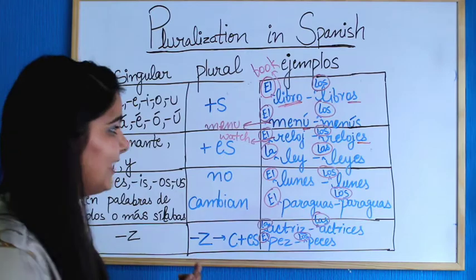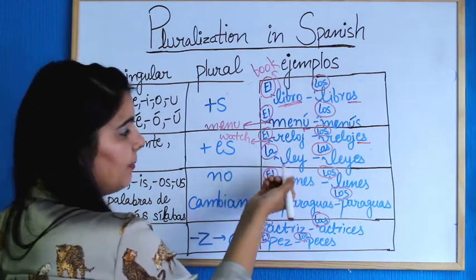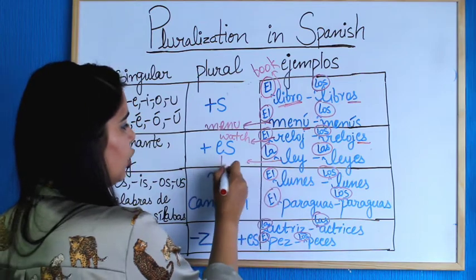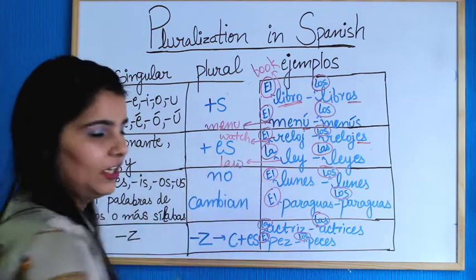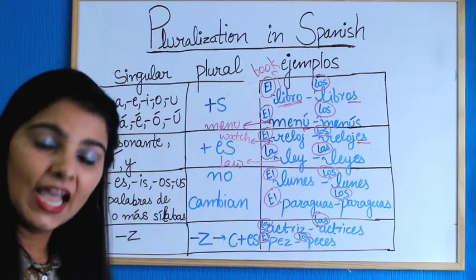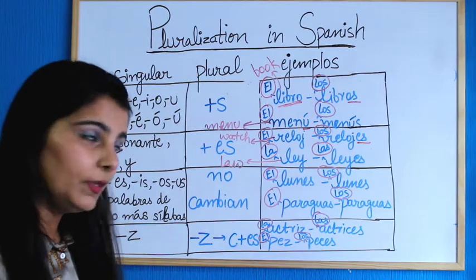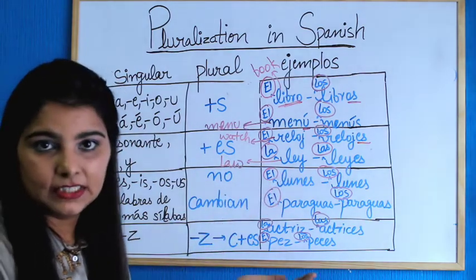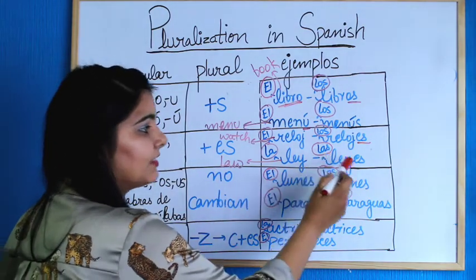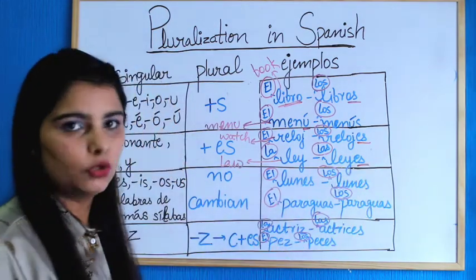Okay, next example is la ley, because it's feminine. Ley is law in Spanish. The English word law is ley in Spanish, and it's feminine, so it would be la ley, and the plural form would be las leyes. Okay, so we say las leyes. I am putting es in the end to pluralize that.